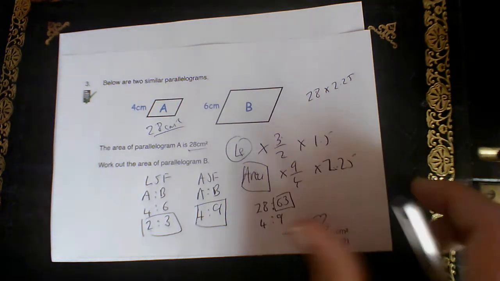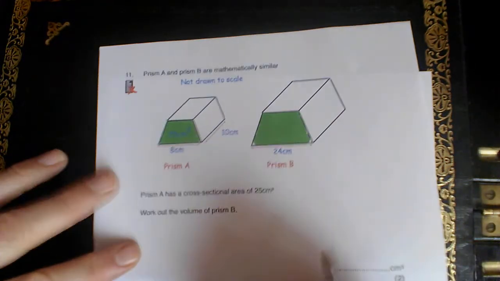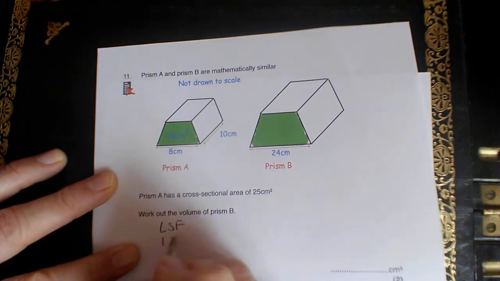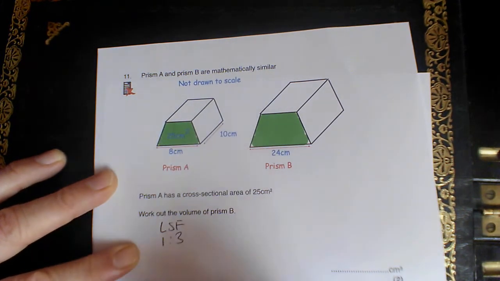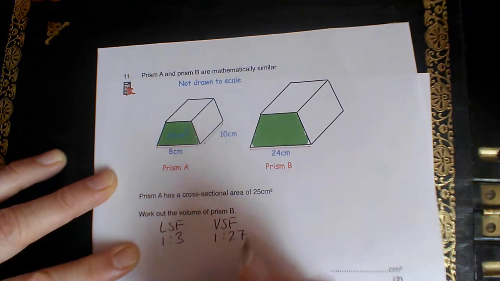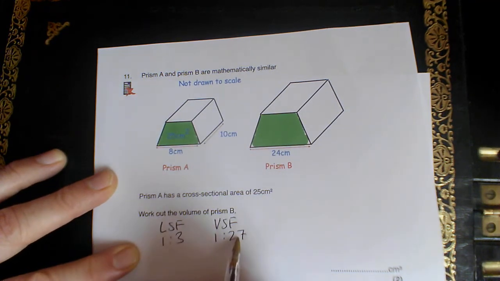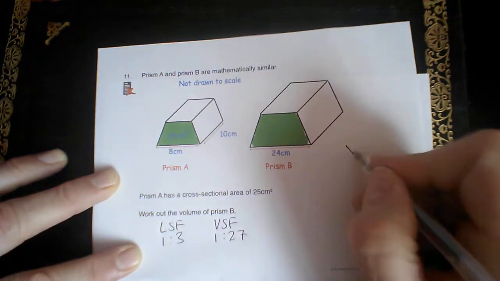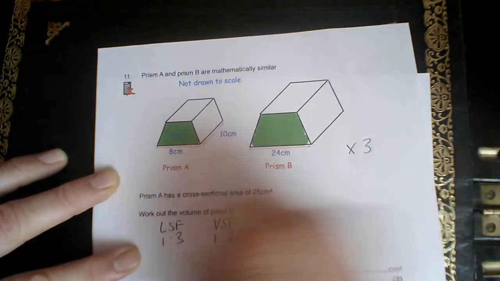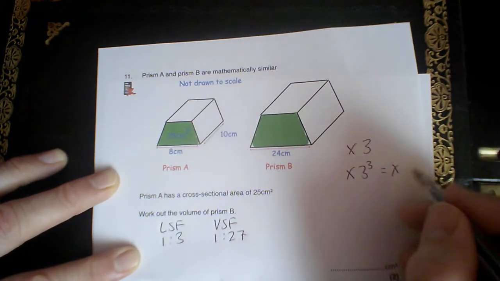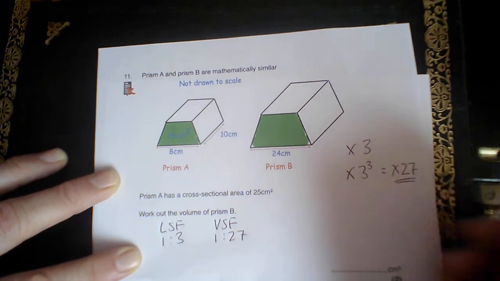Okay, let's look at a volume problem. Here we go, volume problem. Now we've got here the length scale factor, well, 1 to 3. 8 to 24 is 1 to 3. So the volume scale factor is 1 to 27. 3 cubed. So we cube the scale factor. We could either say, okay, let's times 3 to get the lengths, or I could times by 3 cubed. Well, that's the same as multiplying by 27.